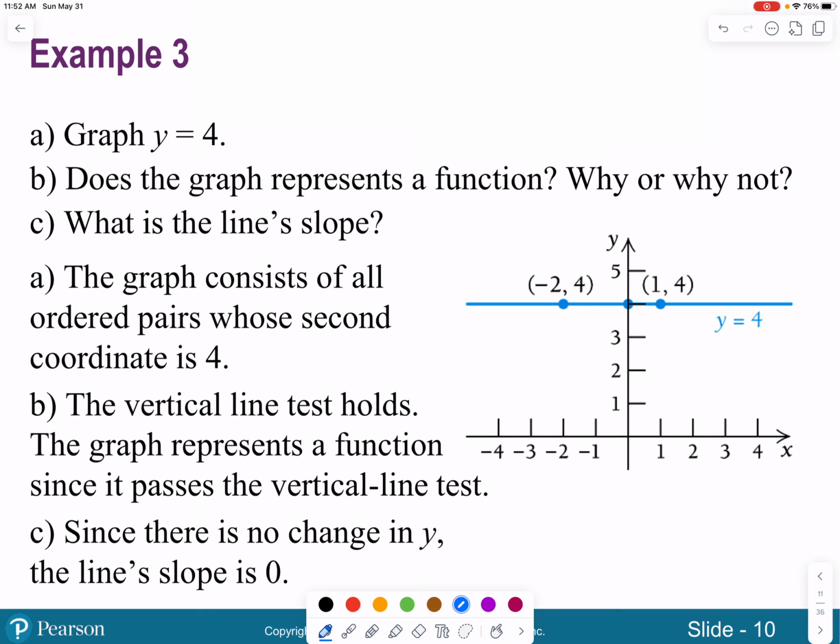So then the vertical line test holds, right? They're using the same test that we used. It passes the vertical line test, so the graph represents a function since it passes the vertical line test. Since there is no change in y, the line's slope is 0. So again, if we plug it into the slope formula, just take 2 points from our line, when you plug them in and calculate, eventually you get an answer of 0.